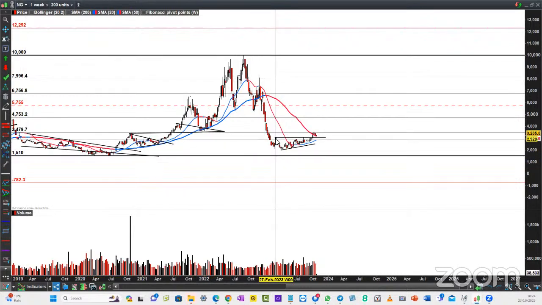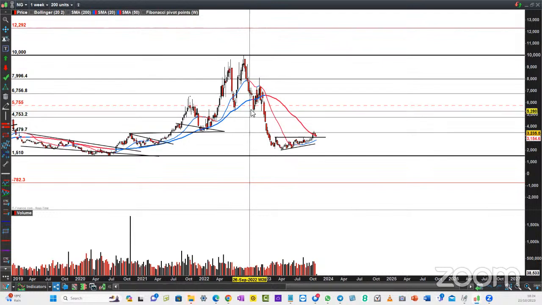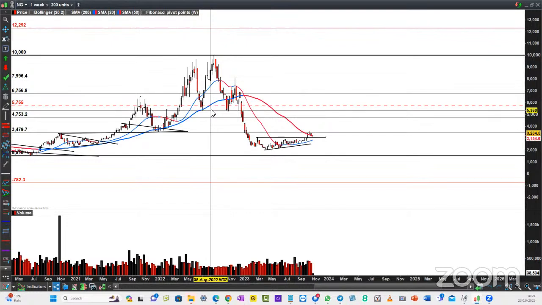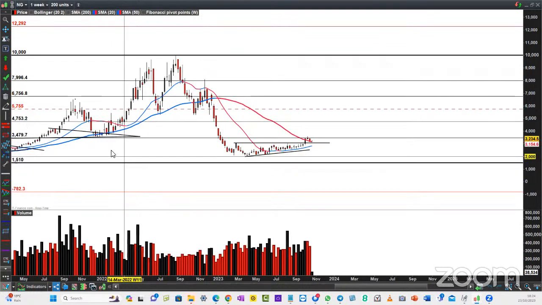So if we pull back into 30.50 and hold, I think 54 is a possibility to back up into this October resistance from last year. So I'm liking it, it's a good cyclical trade. I think natural gas is a good cyclical trade.